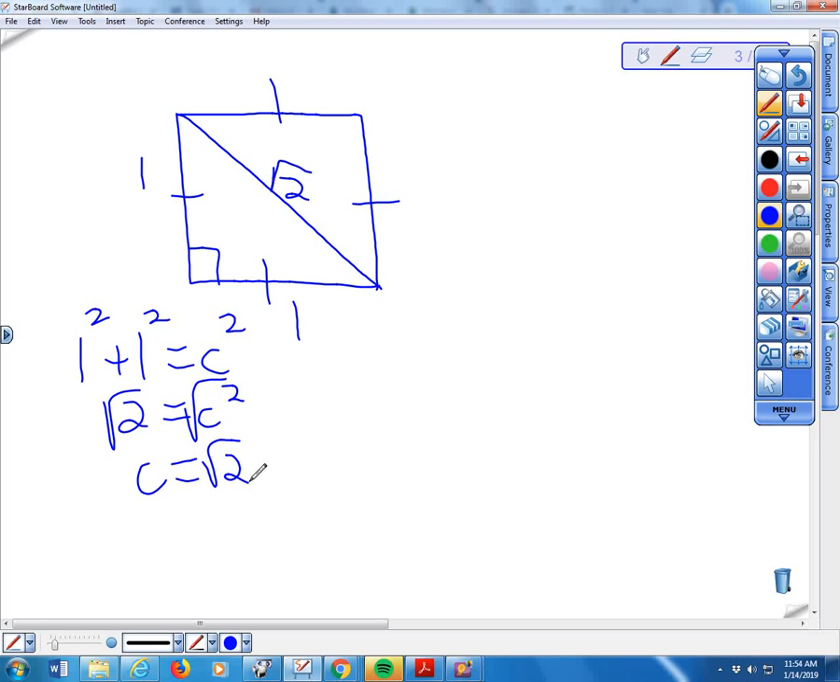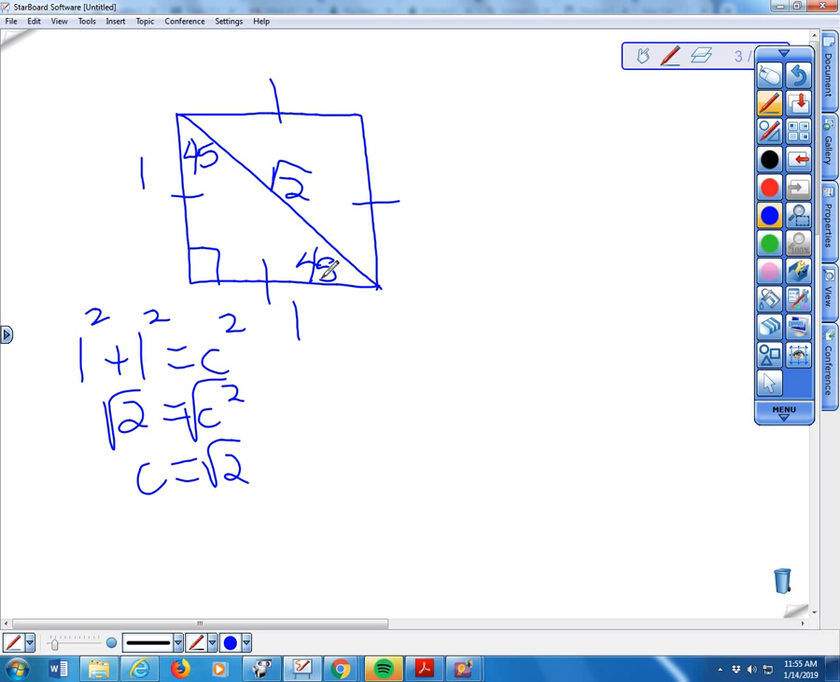So all isosceles right triangles follow the 45, 45, 90 rule. Meaning this angle is 45. This angle is 45 because this diagonal split this square in half, right? And if one angle here on the corner is 90, split it in half, it becomes 45. So this is a 45, 45, 90 triangle. And it always has the pattern 1, 1, square root of 2.